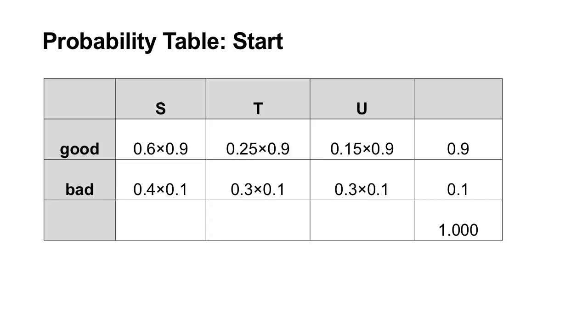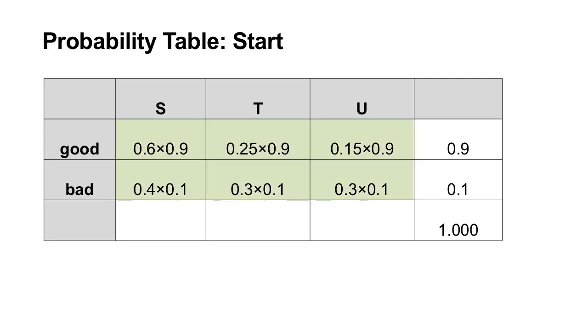Let's create our probability table with the data that's given. Notice we have good and bad parts on the one hand, and we have three suppliers, S, T and U. Good and bad, we have given these numbers, 0.9 and 0.1. So we can fill in the right margin of our little table, and the sum definitely should be 1.